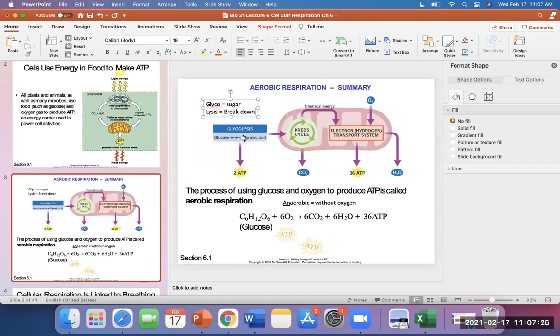This glycolysis happens inside the cytoplasm. So the location, I will ask you on the exam, the location for glycolysis is cytoplasm. It takes place in the cytoplasm.